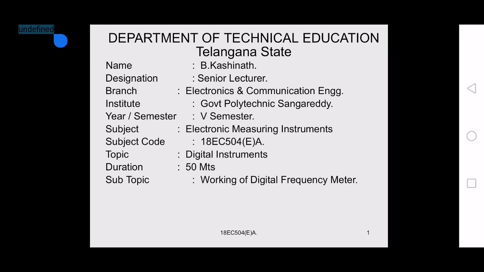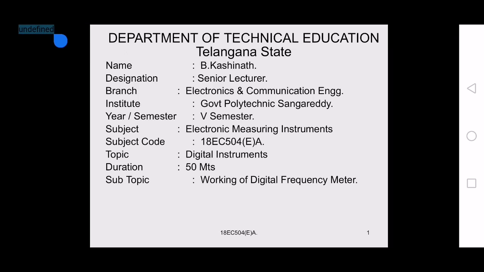Myself, B. Kashinath, working as senior lecturer, electronics and communication engineering, presently working at Government Polytechnic Sangareddy. I am going to teach the subject of electronic measuring instruments. It is in third year, fifth semester subject, and the subject code is 18 EC 504, and it comes under the elective subject.